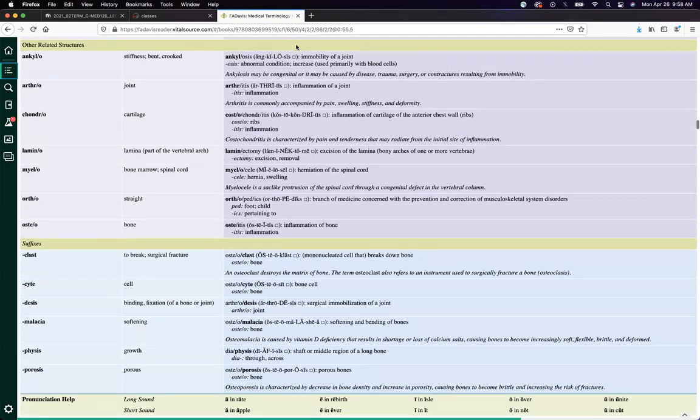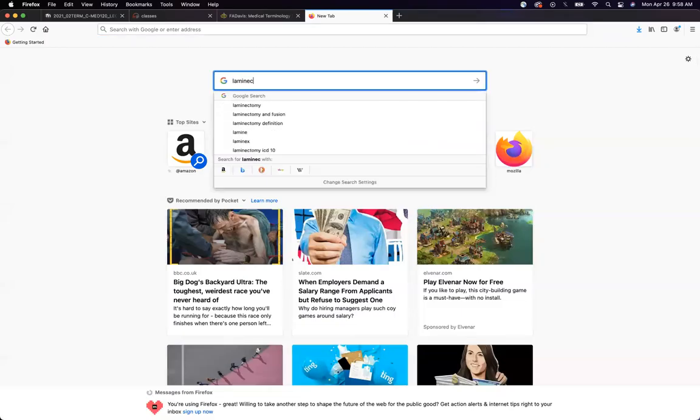Lamina, that's a part of your vertebral arch. So let's look at what a laminectomy looks like.